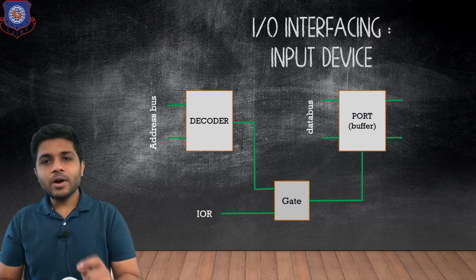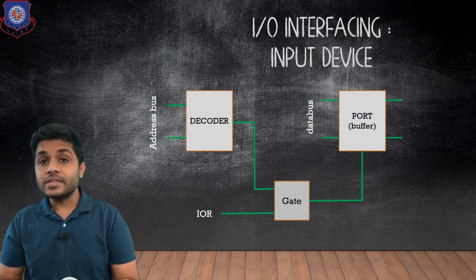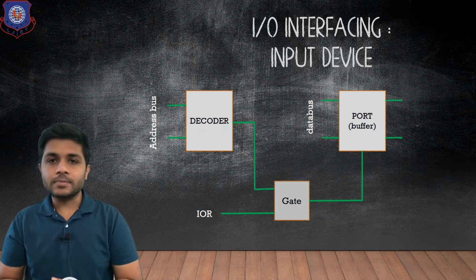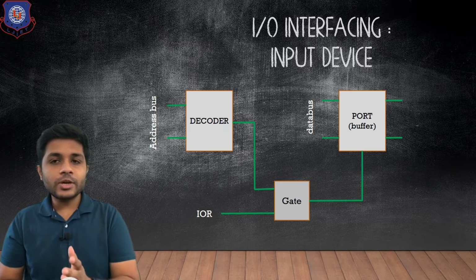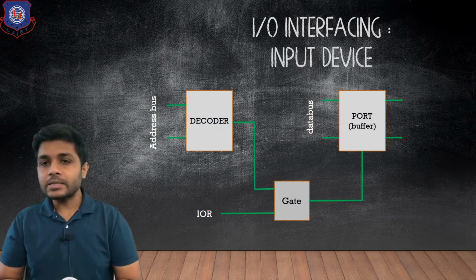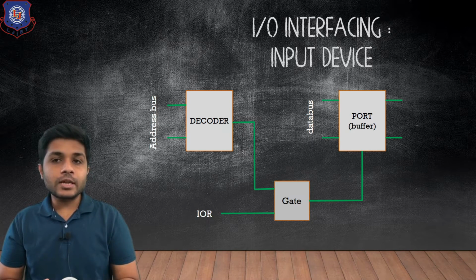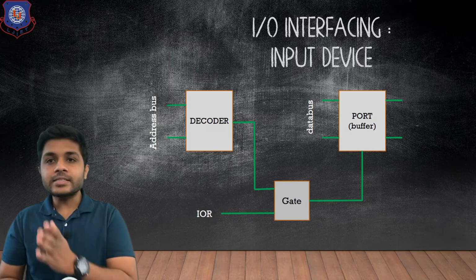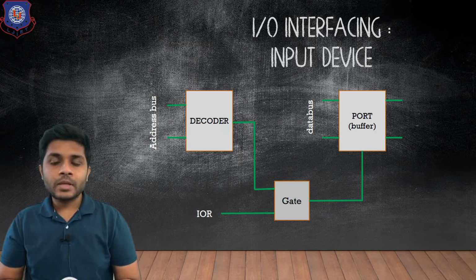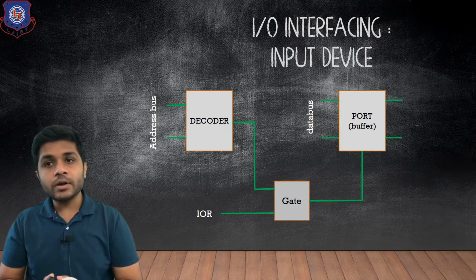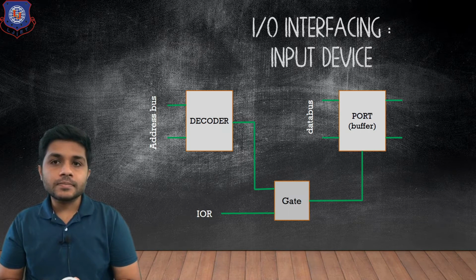This is a block diagram of input interfacing. If you want to interface any input device, you have to draw this figure. You require one decoder to which the address bus is connected. The output of the decoder goes to one gate, and to the other input of the gate, the input output read control signal is connected. The output of the gate is connected to the buffer. You can see that at one side of the buffer, the data bus from the microprocessor is connected, and to the other side of the buffer, we will connect some input device.